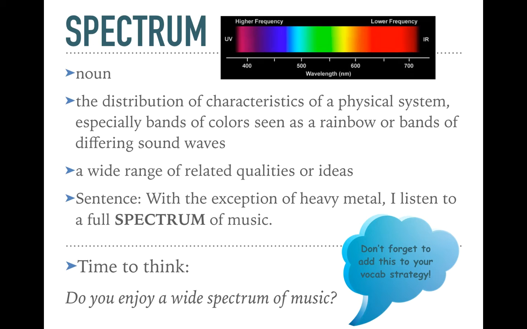And that's kind of what's shown in the picture up at the top of the screen. It can also mean a wide range of related qualities or ideas, which is kind of shown in the sentence here. It says, with the exception of heavy metal, I listen to a full spectrum of music. I listen to a wide range of music. Looking at that first definition, you could say the light refracted through a crystal and showed all colors of the spectrum. So another kind of science term when used in that context. And you can kind of think for yourself, do you enjoy a wide spectrum of music?